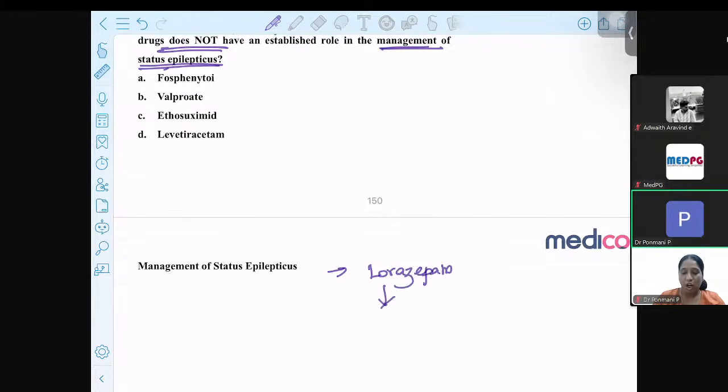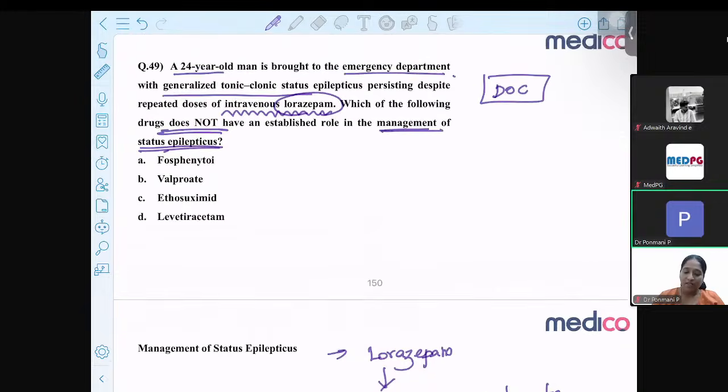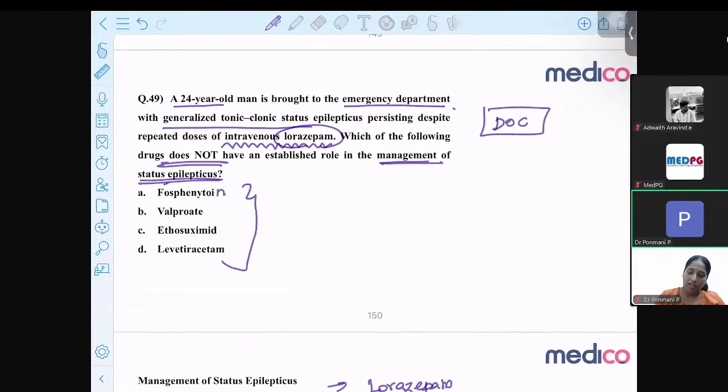If the patient is not controlled with lorazepam, we go for fosphenytoin, or we can go for a broad spectrum drug, which is valproate, or we can go for levetiracetam. And if the patient is not responding to even this, then you can anesthetize the patient. So for anesthetizing, you can go for propofol or any other anesthetic agents. Among these, which drug is not given for status epilepticus?